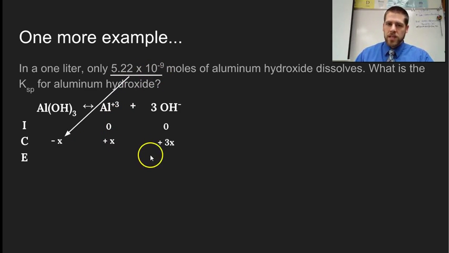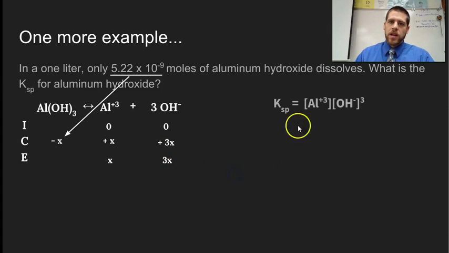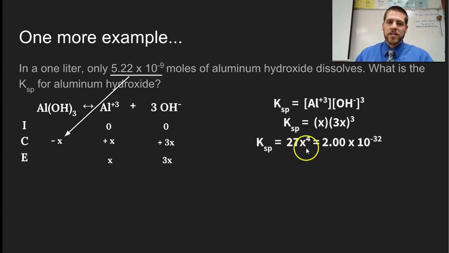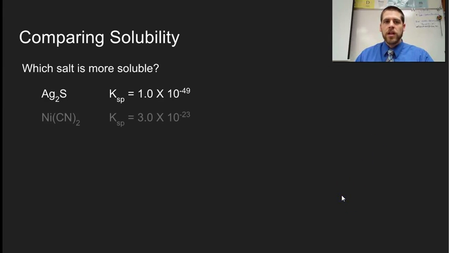I'm going to leave everything as X, though, just kind of for kicks here, to kind of show how this works. So then I end up with aluminum concentration of X, and my hydroxide concentration is 3X. Now set that equal to my Ksp. We can plug in our X values. Remember to cube this one, and so we end up with 27X to the 4th. Now go ahead and plug in X and you end up with 2 times 10 to the -32nd, and that's our Ksp.